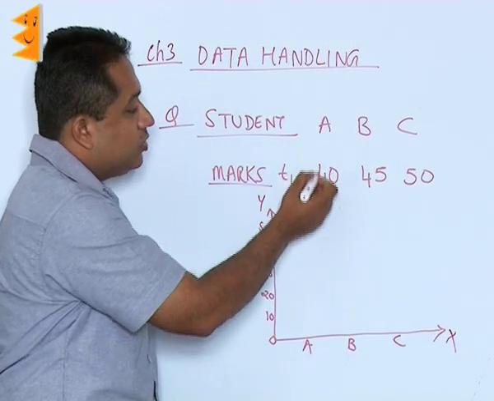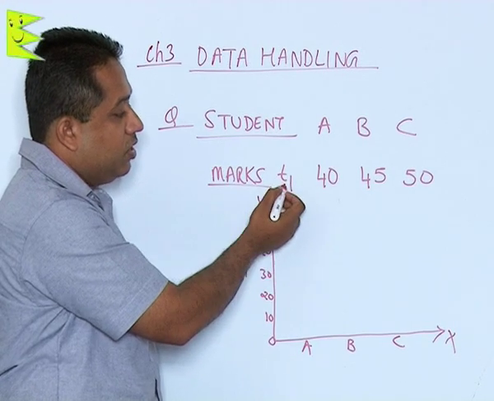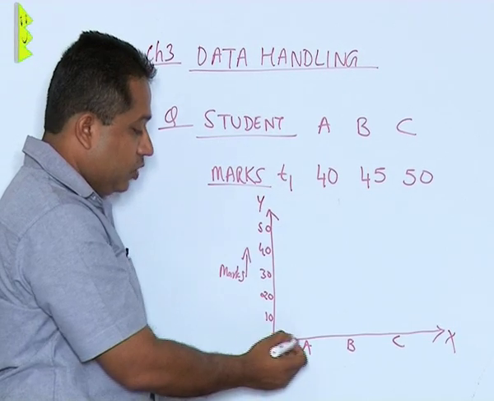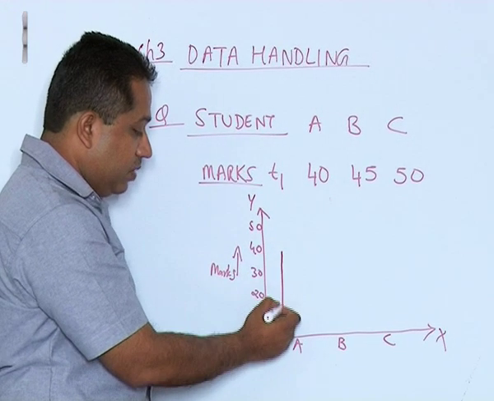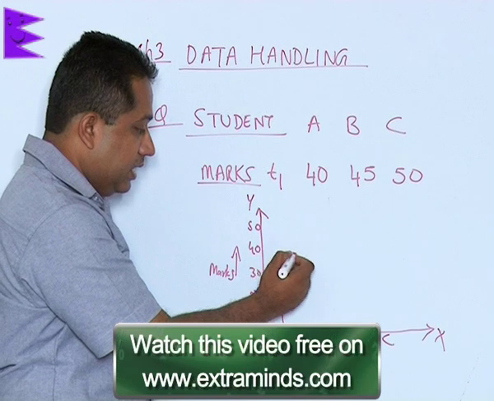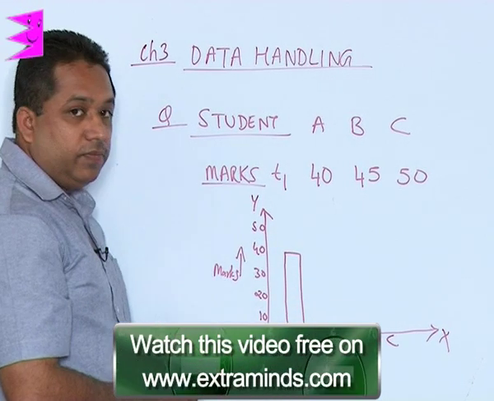Now look at the marks scored by student A. Marks scored by student A in the first term, or the first test, is 40. So we are going to make a graph here, and this will be represented by a rectangle, and the height of this rectangle will be up to 40.